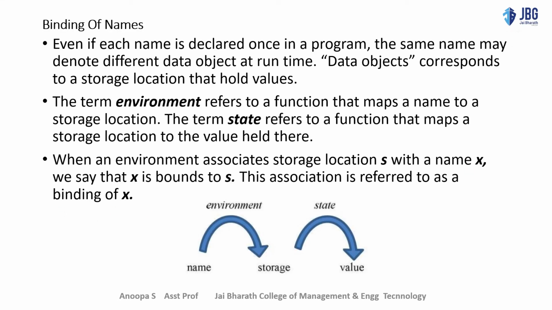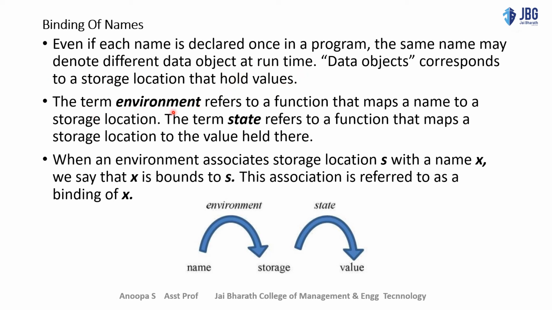Next is binding of names. If each name is declared once in a program, the same name may denote different data objects at runtime. This happens on the occasions of polymorphism, right? So in the case of polymorphism, depending upon the arguments, the execution of different functions can occur. So this is called binding. Data objects correspond to a storage location that holds a value.